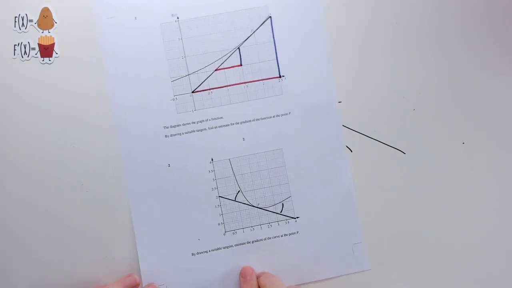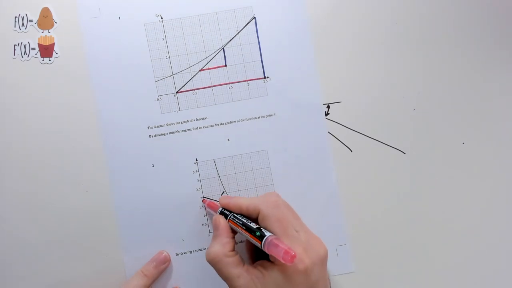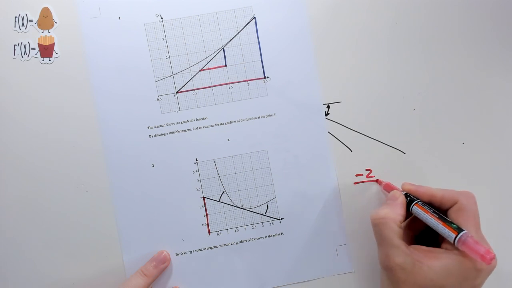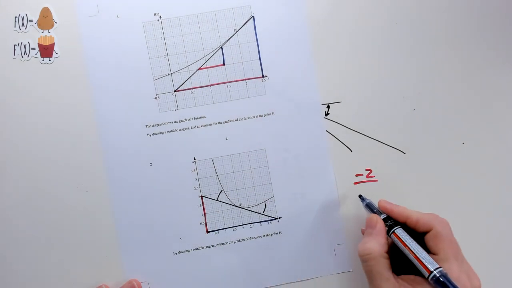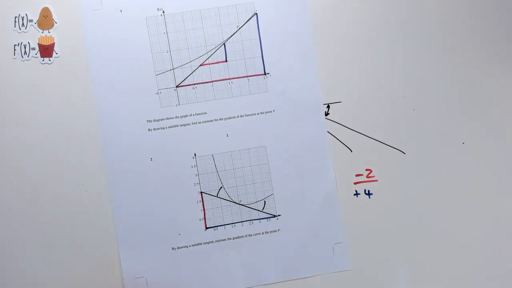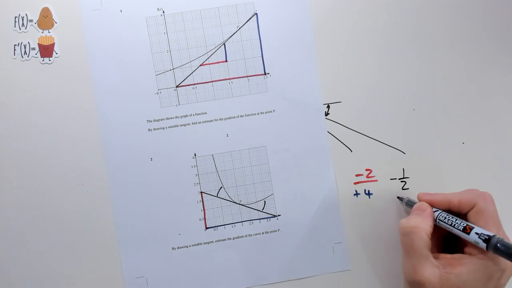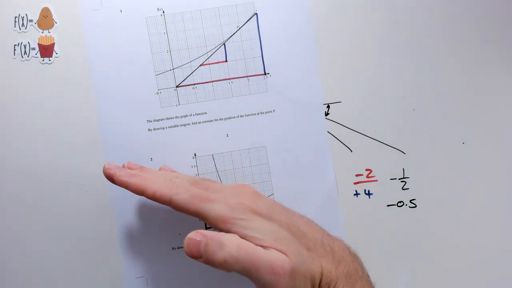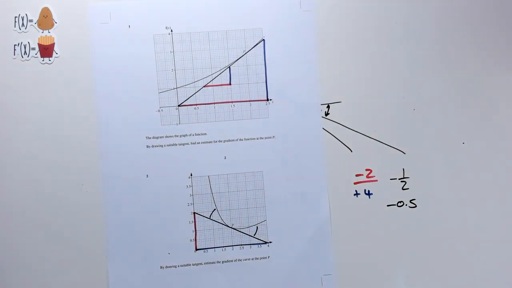In this case, let's say the change in y is -2 because I'm going down, and the change in x is +4. So the gradient for this line is going to be negative a half, or -0.5. And it does make sense because this line is going down. It has a negative gradient, and that one's going up and has a positive gradient. So this is how you do it graphically.